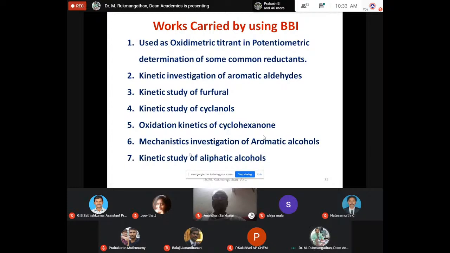So as usual, it was used as an oxidometric titrant in potentiometric determination of some common reductants. Here also, it is used to determine the assay of many organic compounds. In order to find out the percentage purity of many organic compounds, our BBI was used. Then, as usual, many kinetic studies and research works have been completed with the help of BBI as an oxidizing agent. Aromatic aldehydes, furfural, cyclanols, cyclohexanones, and even aromatic alcohols and aliphatic alcohols have been studied by making use of this BBI.